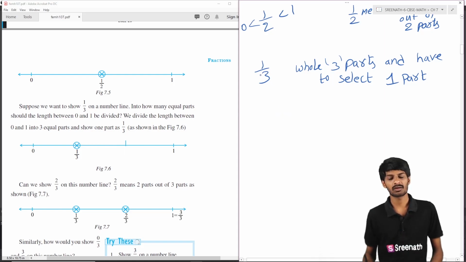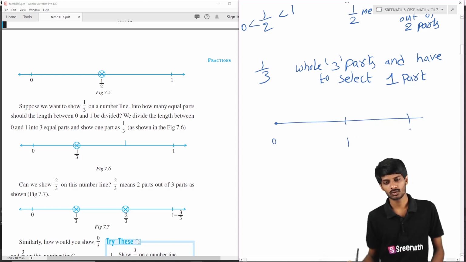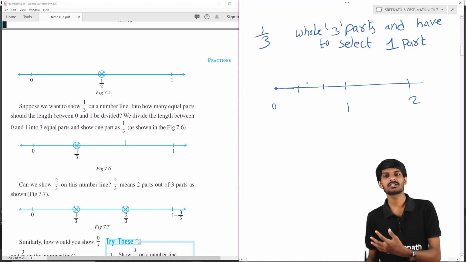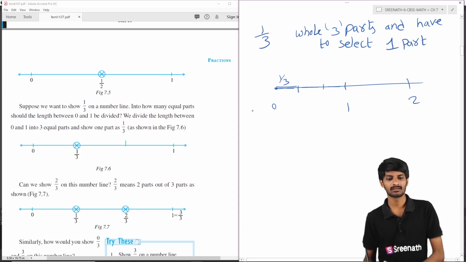Again, 1 by 3 is greater than 0 and less than 1. If you take the number line 0, 1, 2 like that, 1 by 3 means the space between 0 and 1 is made into three equal parts. This is one part, this is another part, and this is another, and out of these three parts we are taking only one part. So one part represents 1 by 3.